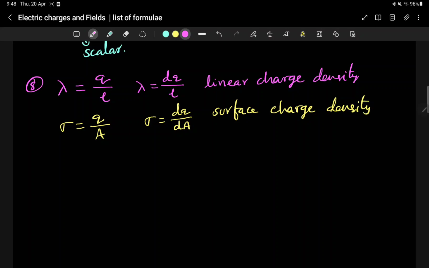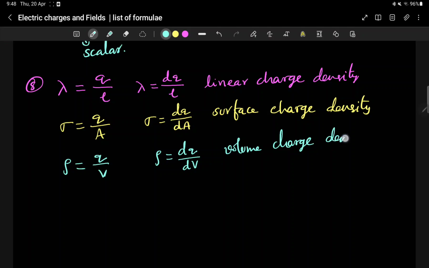Next, the last one is volume charge density, charge per unit volume, dq by dV. This is volume charge density, volume charge density.